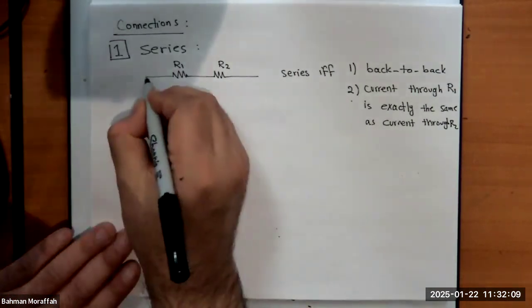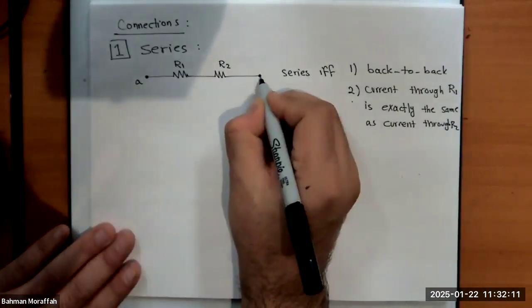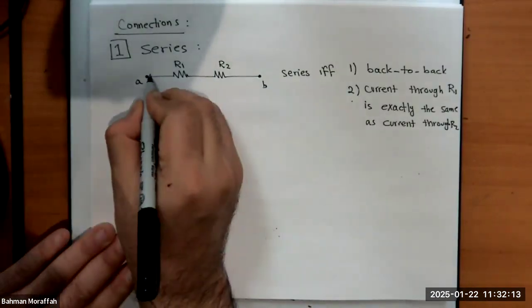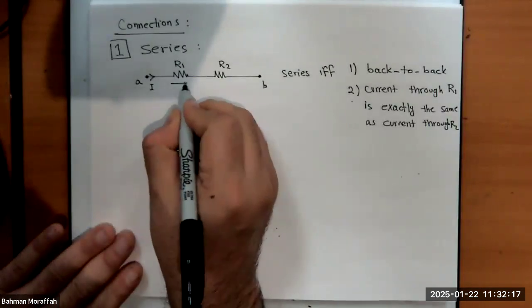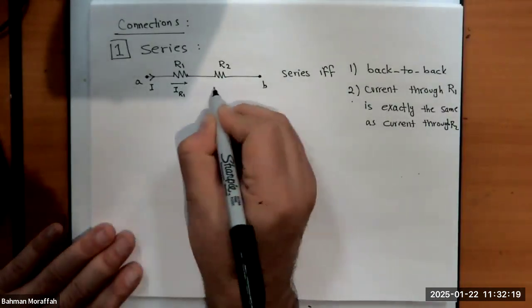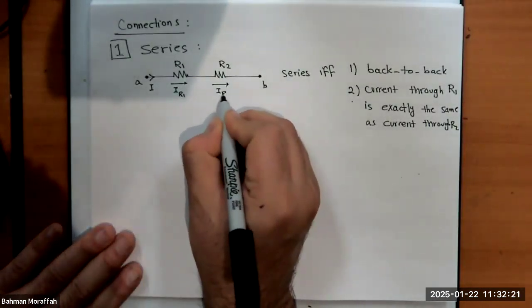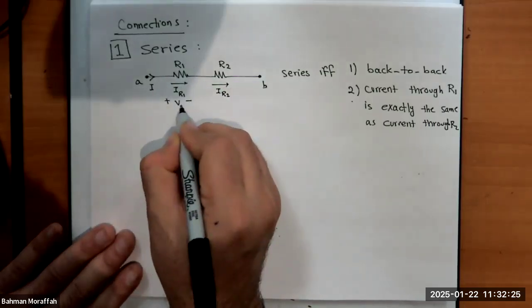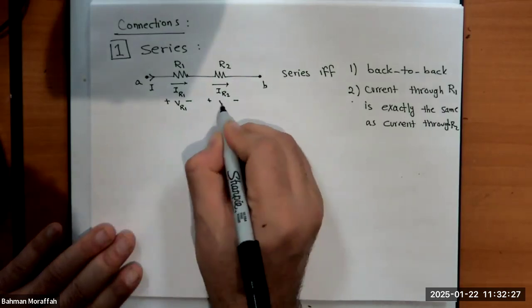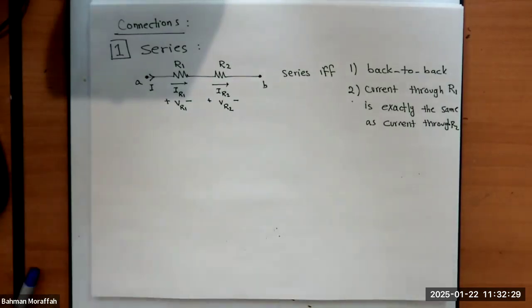So let's call this point over here A, this point over here B. Let's call the entire current here I. While current through this guy, let's call it I of R1. This one over here, I of R2. Let's call voltage across this resistance V of R1. Voltage across this guy, V of R2. Right? Let's see what we know.